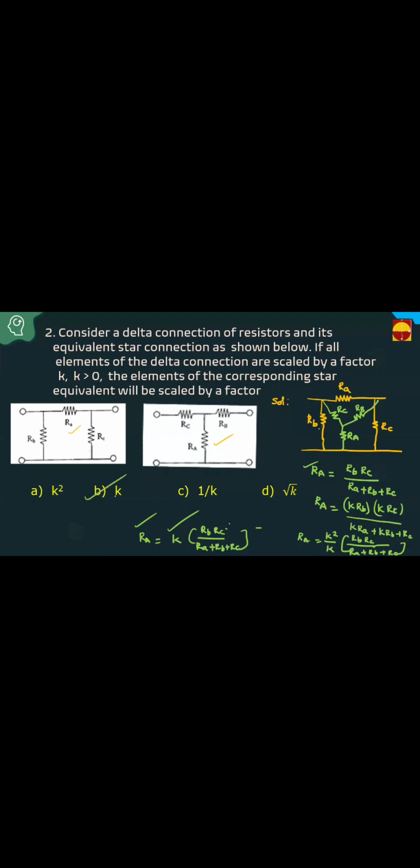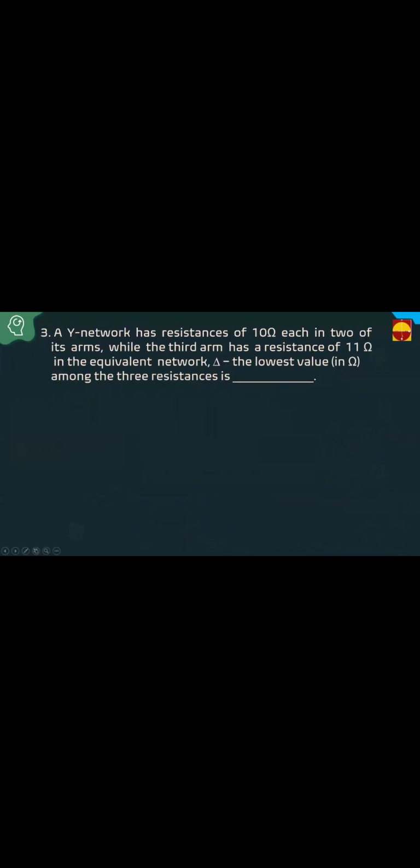That is option B. Small Ra, small Rb, small Rc are the delta connection. Every element of the delta connection is scaled by a factor of k, then this becomes k times of this total. That is, RA is increased by a factor of k, or scaled by a factor of k. That's the meaning. Clear, students? Like this you have to answer. Can anybody answer this question?